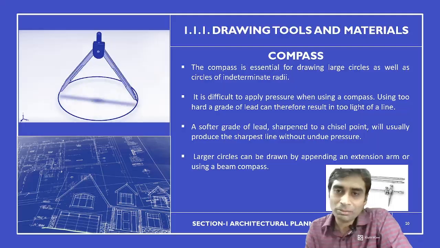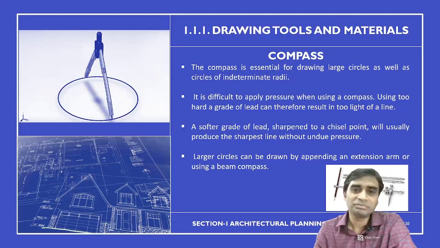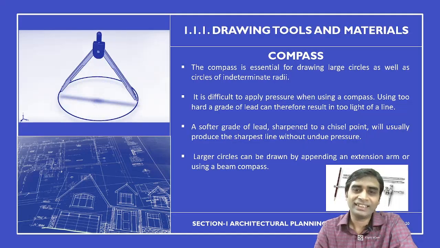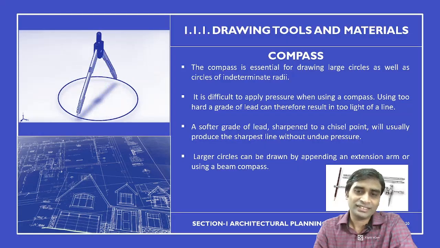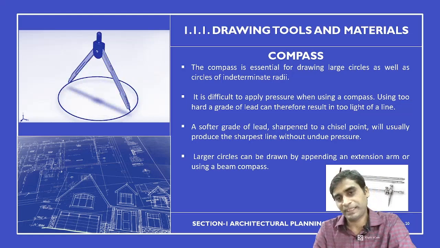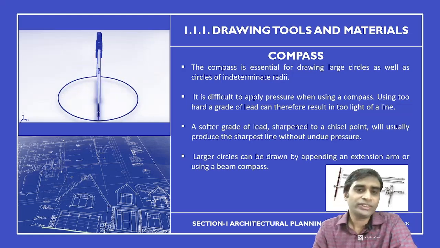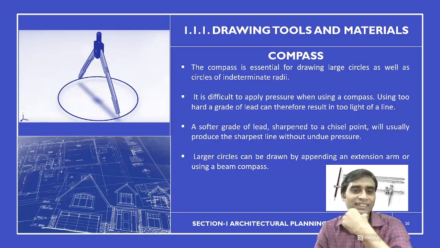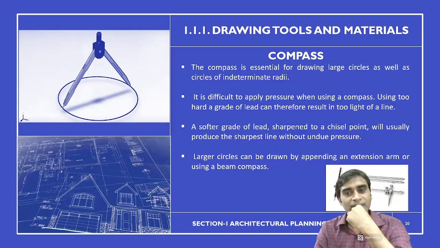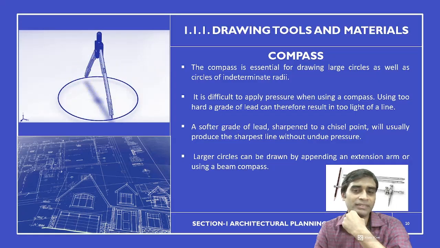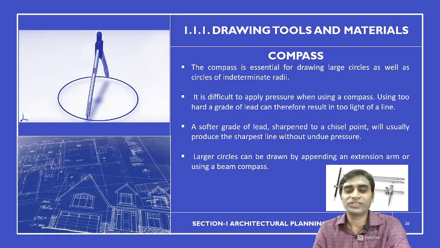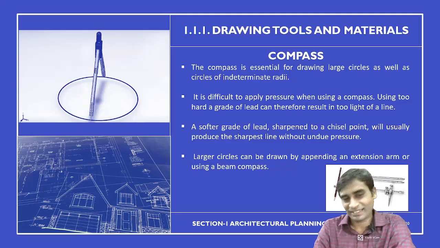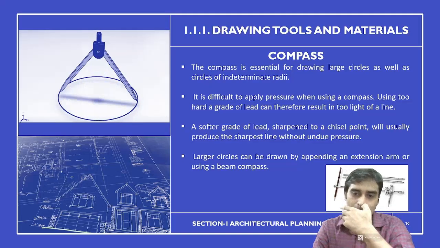Okay, next is the compass. Compass is essential for drawing large circles as well as circles of indeterminate radii. It is difficult to apply pressure when using a compass. Using too hard a grade of lead can therefore result in too light a line. A softer grade of lead sharpened with a chisel point usually produces better lines without undue pressure. So you have used the compass; this is just a recall.